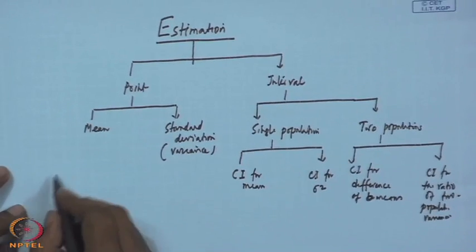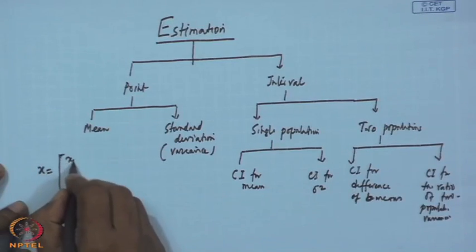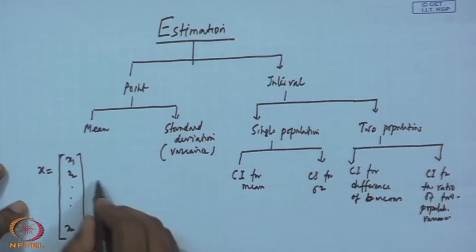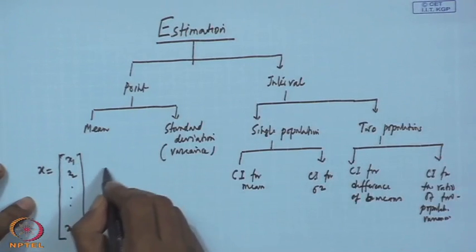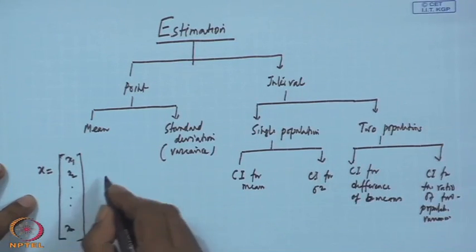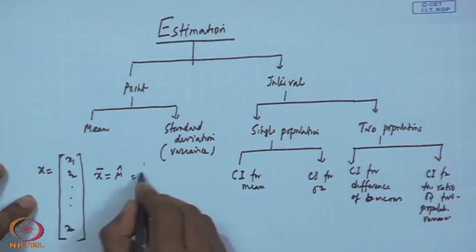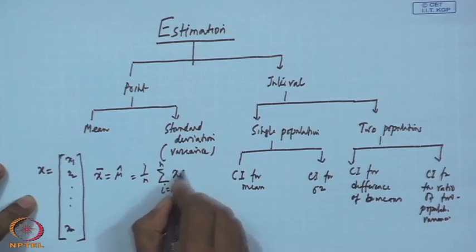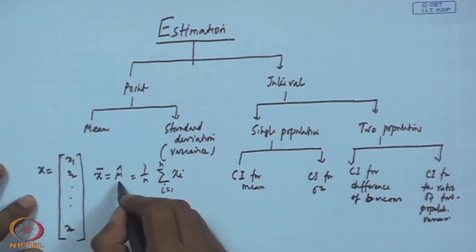So, if you have n observations x1, x2, like this xn, n observations, all of you know that the estimate of mean is the average of the sample data. So, if I say x bar is an estimate of mu, then you all know that this is 1 by n, sum over i equal to 1 to n of xi. So, what we say is that x bar is the estimate of the population mean.